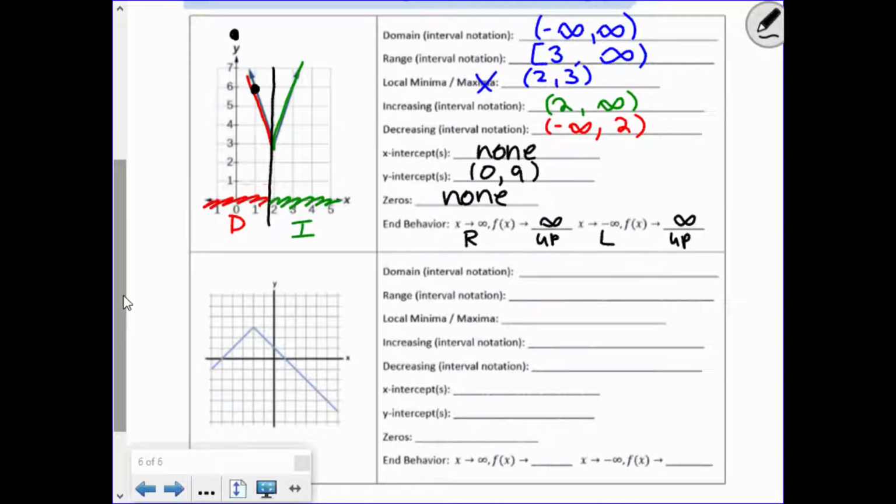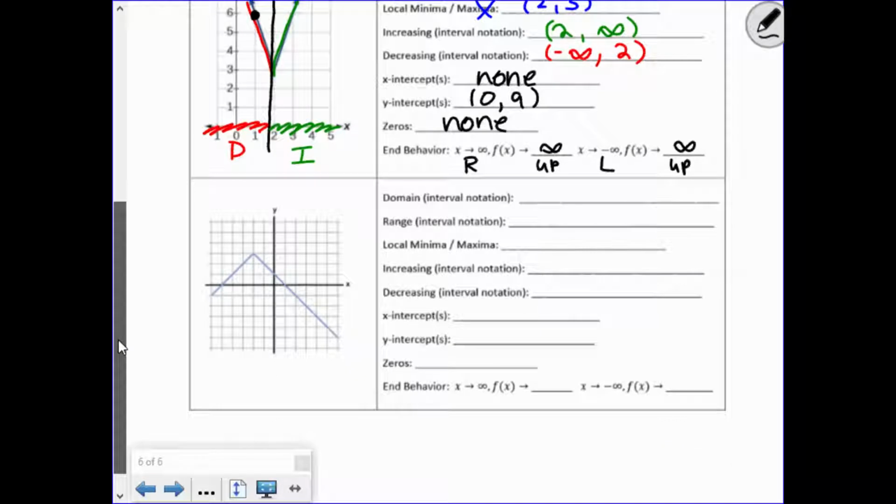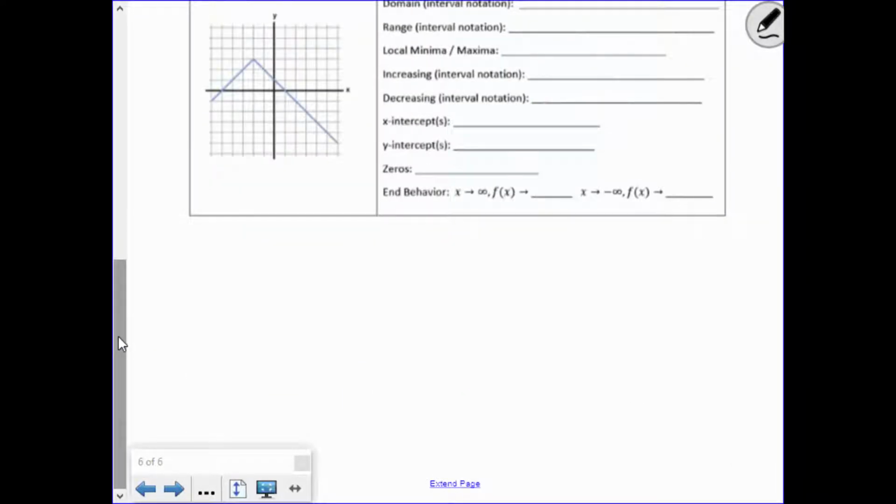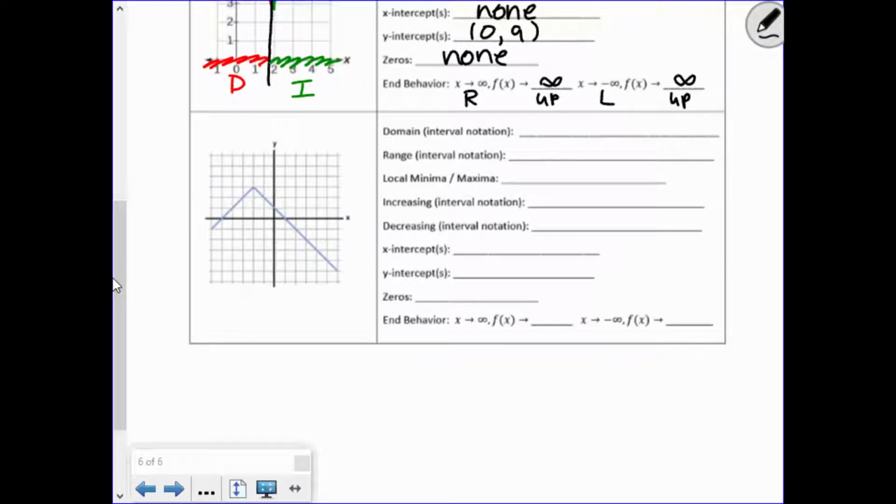Okay, let's do another one. If they go to the graph and have an arrow, it just means that the picture was cropped. They're going infinitely. And absolute value always goes forever.